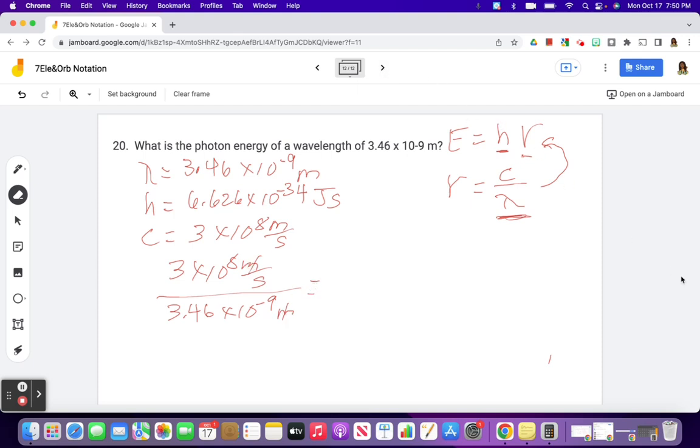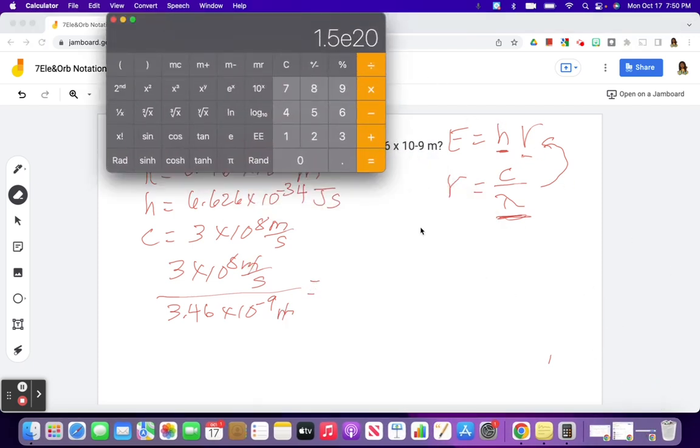We pull up our handy dandy calculator. We clear the screen, 3 EE 8, positive 8 that is, divided by 3.46 EE negative 9 gives us that number, 8.67 times 10 to the 16th hertz.